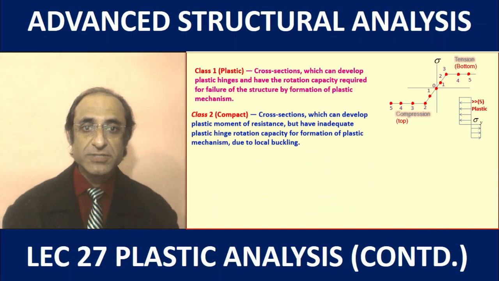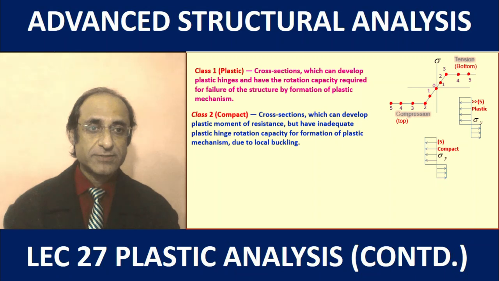Next, compact sections are those cross sections which can develop plastic moment of resistance. That is, they can reach point number 5, but they have inadequate plastic hinge rotation capacity for formation of a plastic mechanism due to local buckling. So they can reach the full plastic zone, that is, the entire section is under the yield stress, but they don't have sufficient rotation capacity to go beyond the stage of the plastic moment, so they prematurely fail due to local buckling.